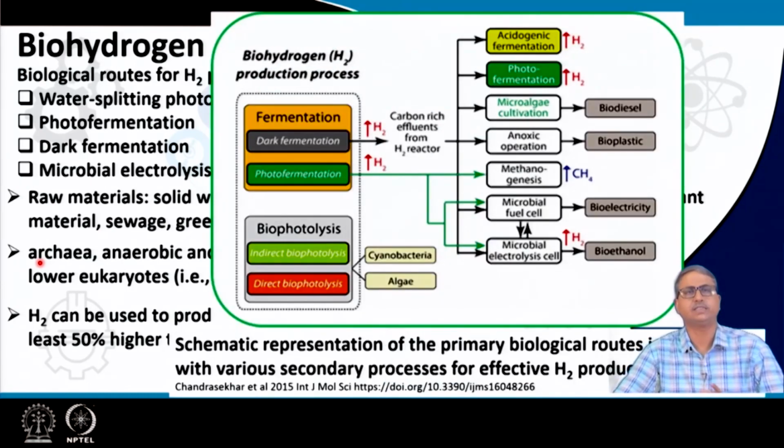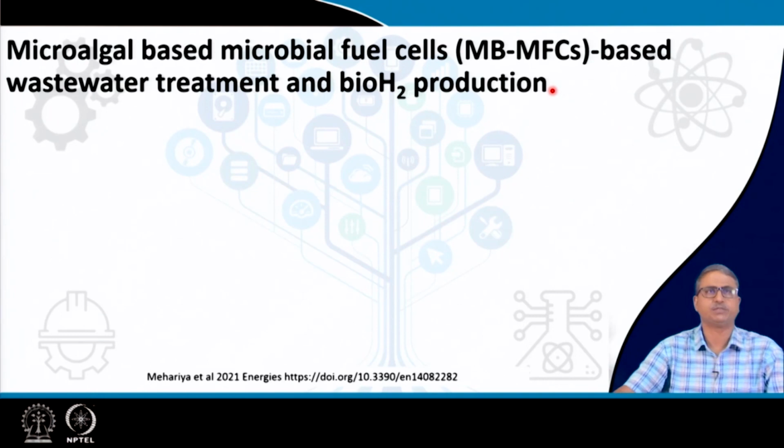So, here you can see a schematic approach of the primary biological routes of hydrogen production from different substrates, and different reactions are also mentioned, and eventually we get the hydrogen produced through these steps.